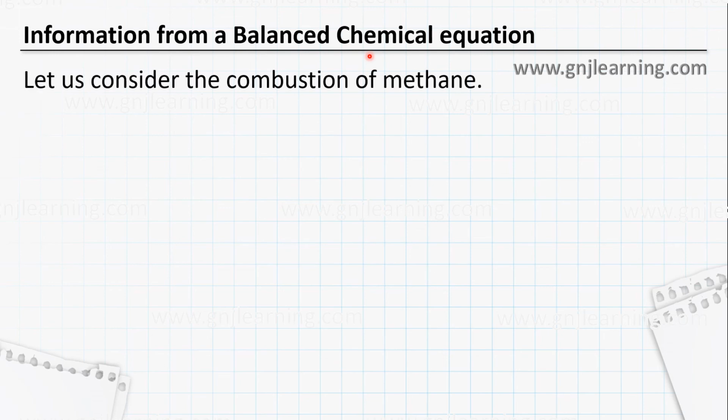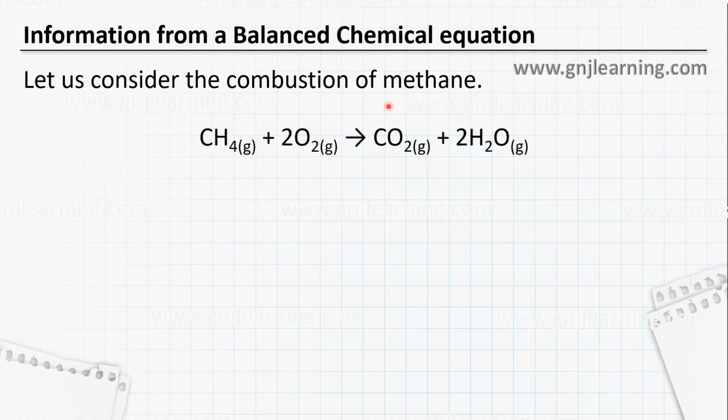For that we are going to consider a chemical reaction where methane is undergoing oxidation, that is, a combustion reaction. What is the formula of methane? CH4. Combustion means CH4 combines with oxygen. So CH4, which is a gas, combines with 2O2 gas, giving carbon dioxide plus 2H2O. Clear? So methane combines with oxygen to give carbon dioxide.